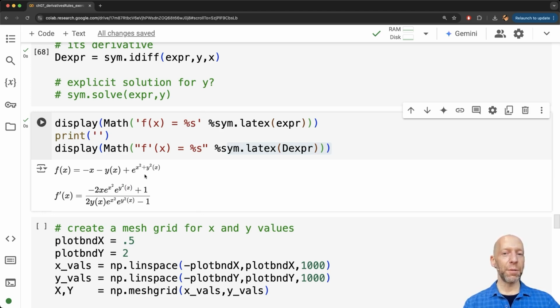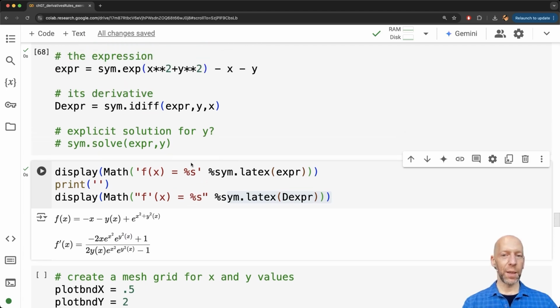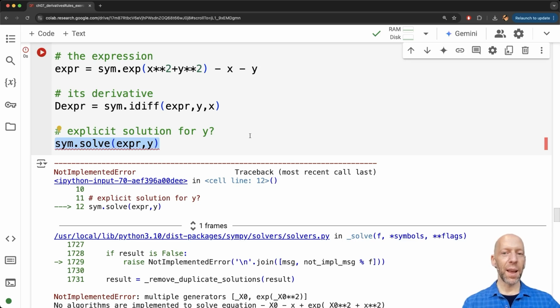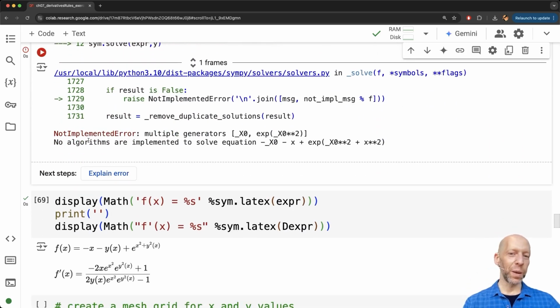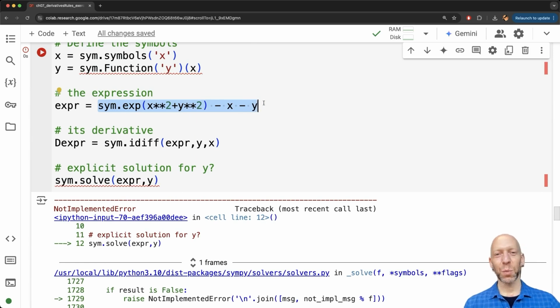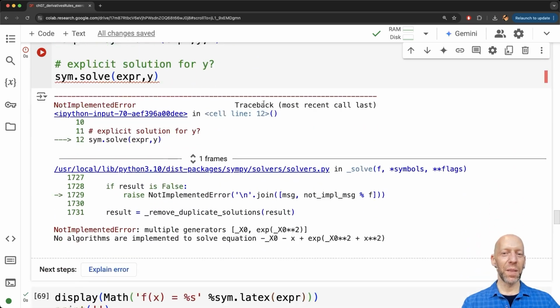Anyway, the point that I really wanted to mention is that SymPy has no problem differentiating this function implicitly. But now the question is whether SymPy can find an explicit form for this function. So I'm going to run this again, and now we get an error message. The error message is basically no algorithms are implemented to solve this equation. Sometimes that means that SymPy just isn't clever enough to solve a solvable expression, but in this particular case, it happens to be impossible to solve this expression for y to create an explicit form. So we can only work with the implicit form of this function.